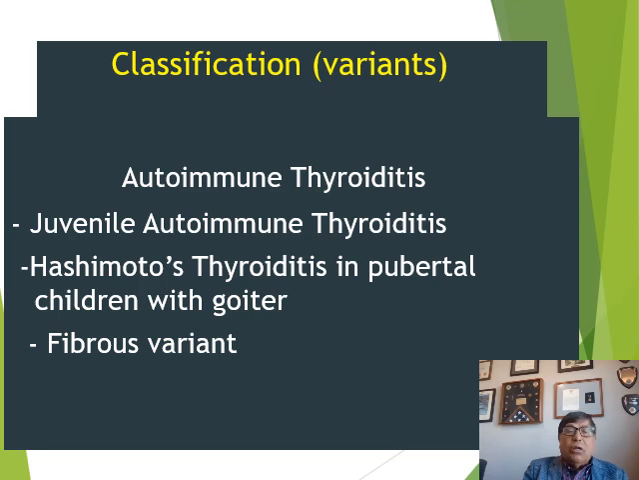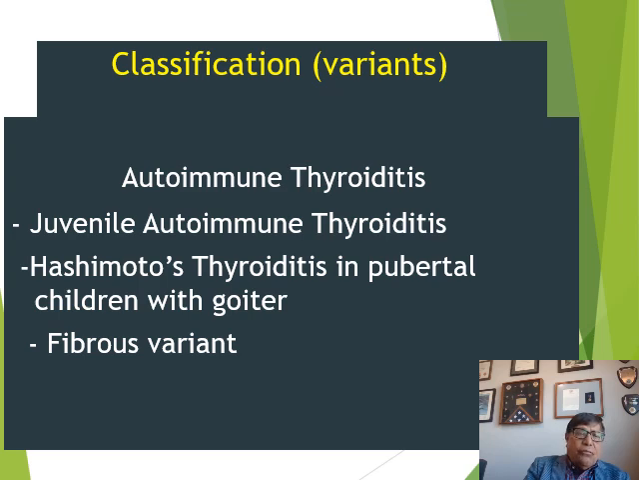In pubertal children, this is the most common presentation. They are in the pubertal, peripubertal or post-pubertal age, with just a goiter and hypothyroidism. They are usually referred to your clinic because of the goiter, and then you find that they are either hypothyroid or euthyroid.